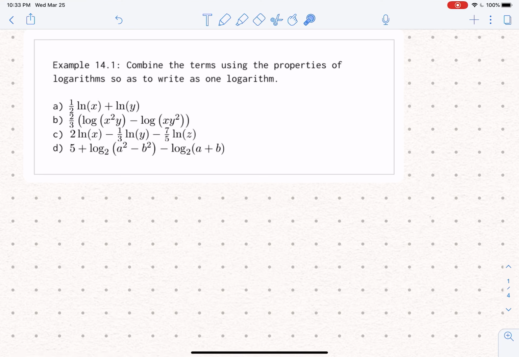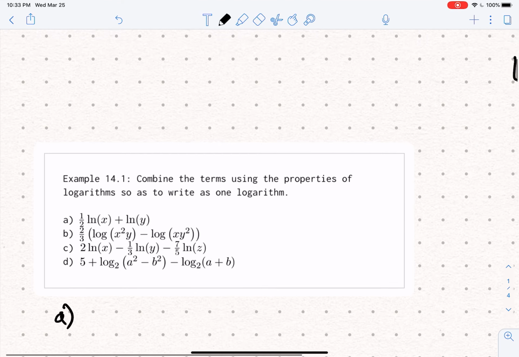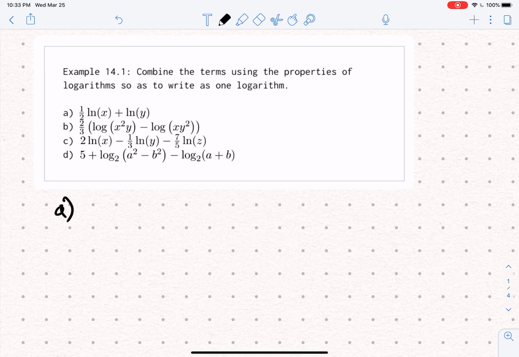Okay. Example 14.1, and you can refer to this on the lesson itself, and it also appears in your textbook if you want to look at it there. Let's talk our way through these. So, part A says, the instructions say combine the terms using the properties of logarithms so as to write as one logarithm. And so what we want to do is just combine stuff together as much as possible.